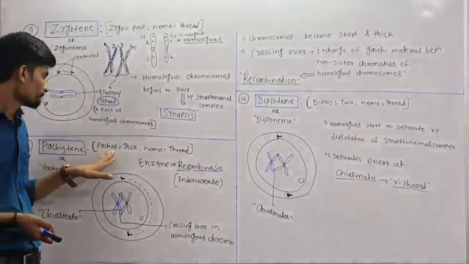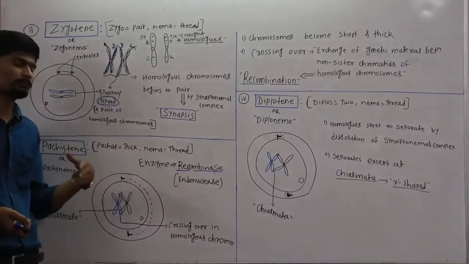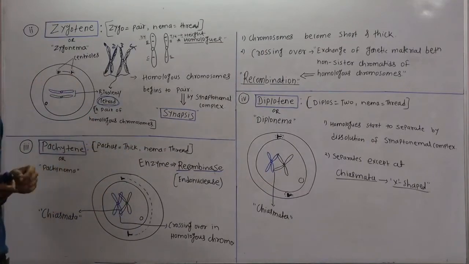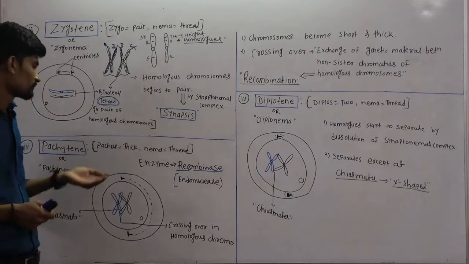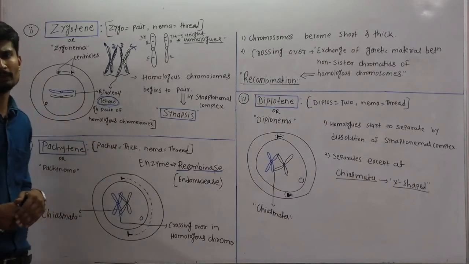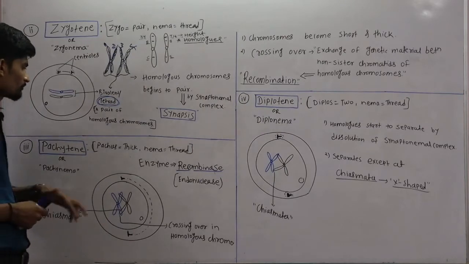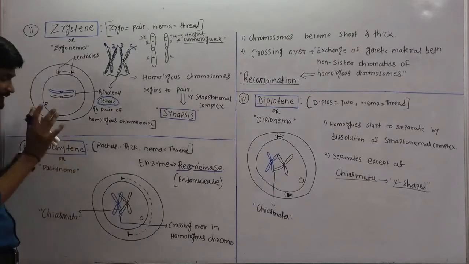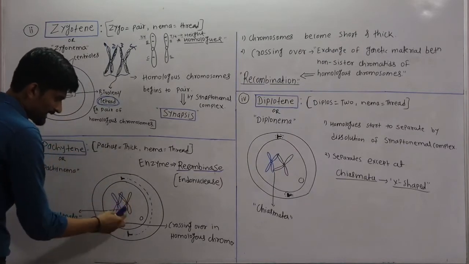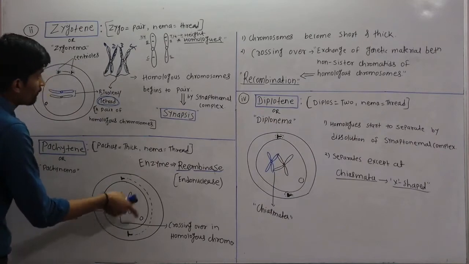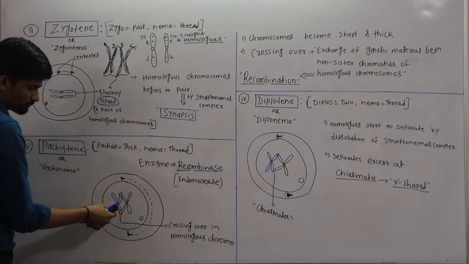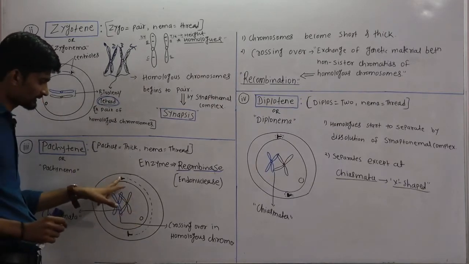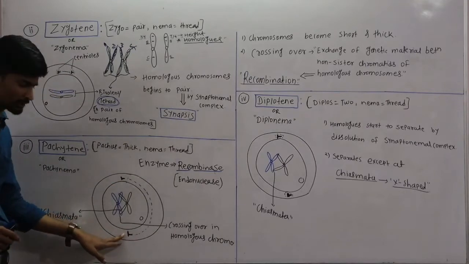Pachus means thick and nema means thread. So there is the formation of thick threads. That is why this stage is called Pachynema or Pachytene. Now we will see the enzyme later. Look at the diagram. There is a pairing of homologous chromosomes, and now we will see these homologous chromosomes in the form of tetrads. So one chromatid, second chromatid, this is the third chromatid, this is the fourth chromatid, this is the nucleolus, and now the centriole has migrated to the opposite poles.